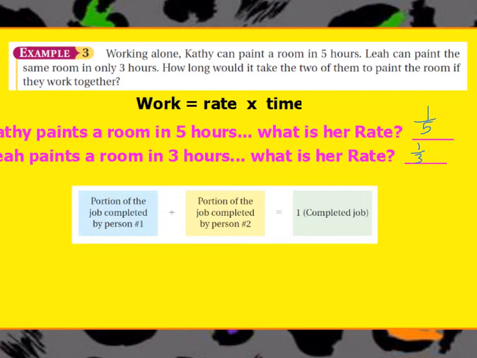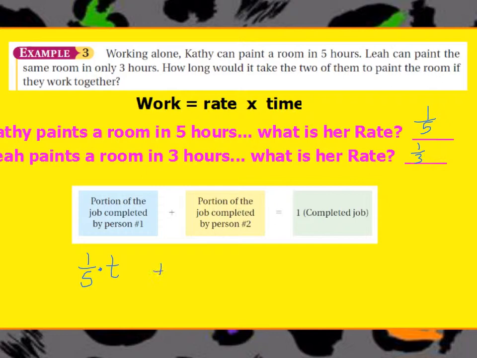Okay, so let's set this up then. I'm going to start with Kathy. Remember that the work she gets done is her rate times her time. So right here, the portion of the work that she can get done, I'm going to take her rate times her time. Her rate was 1/5. And the question is, how long would it take them to paint the room together? Well, that's the whole question. What is the time that she needs to work to get this job done? So that'll be my X. Or really, let me undo that. Let's make that a T for time.